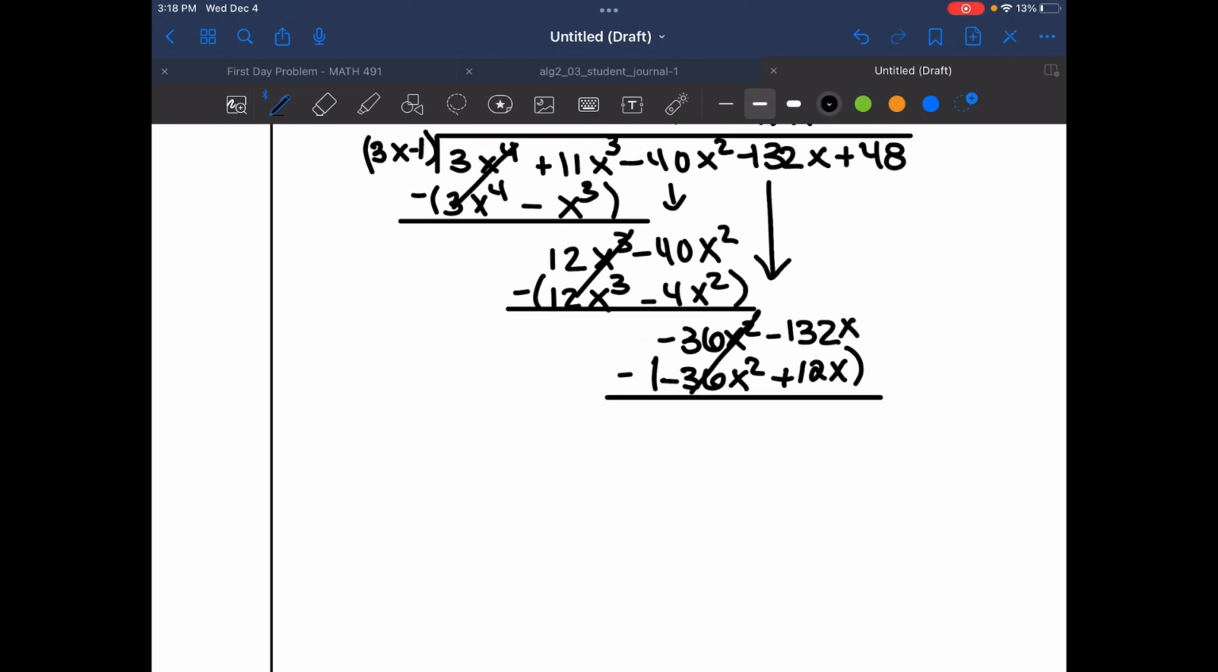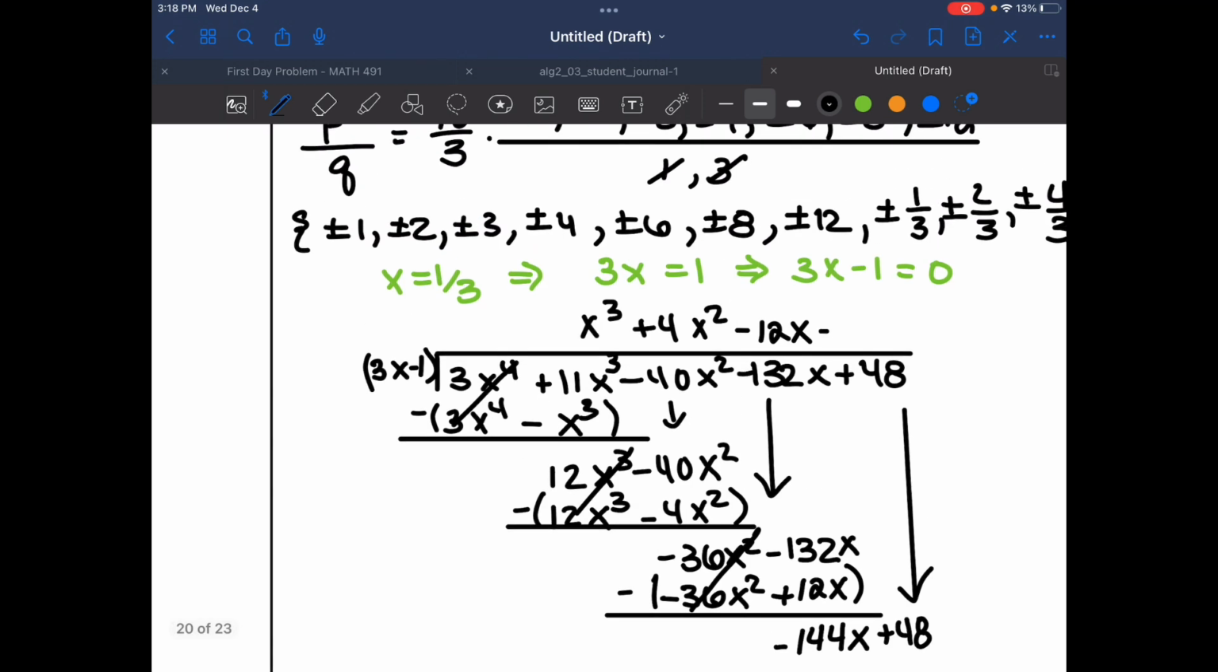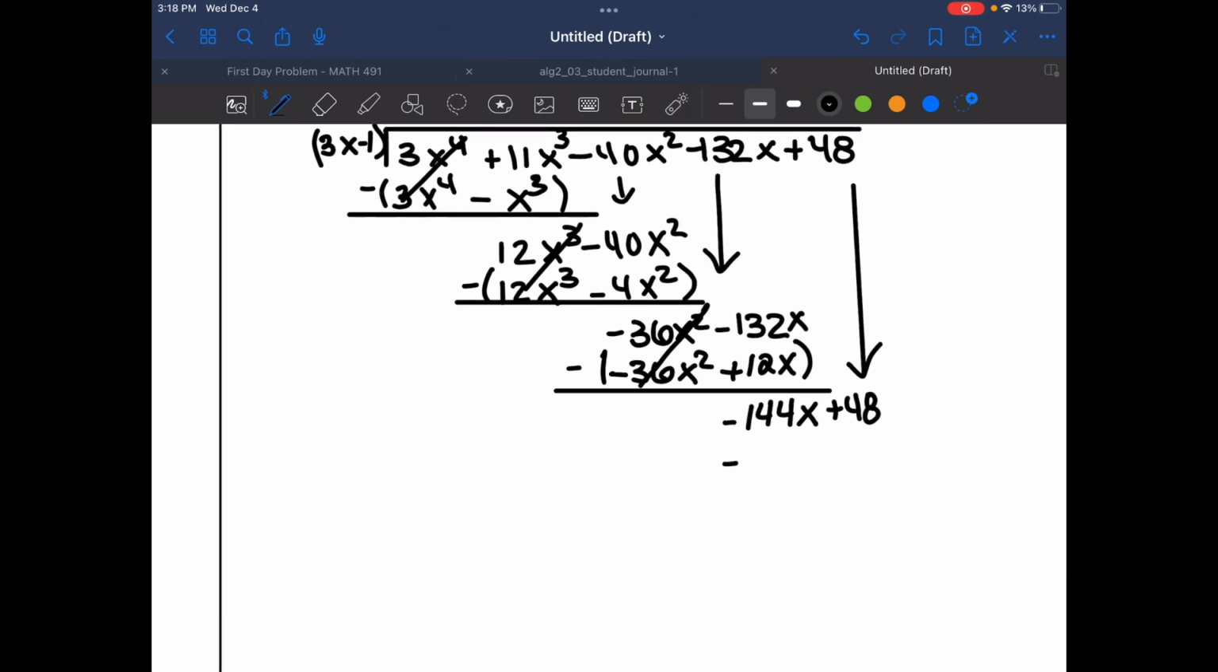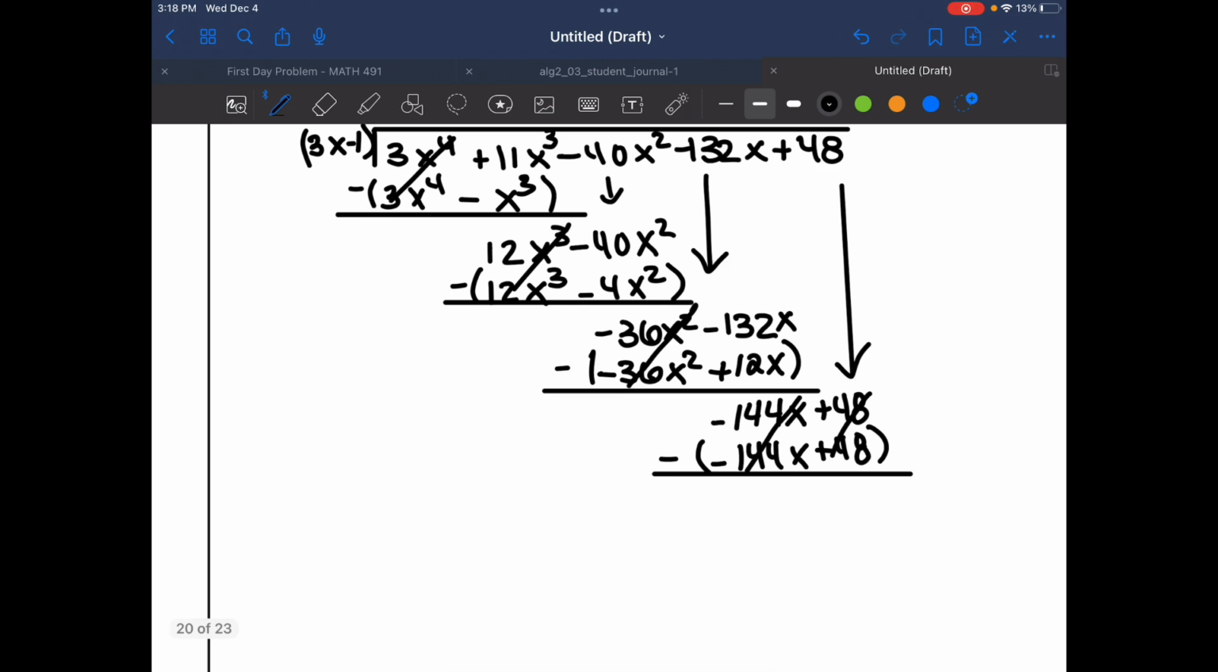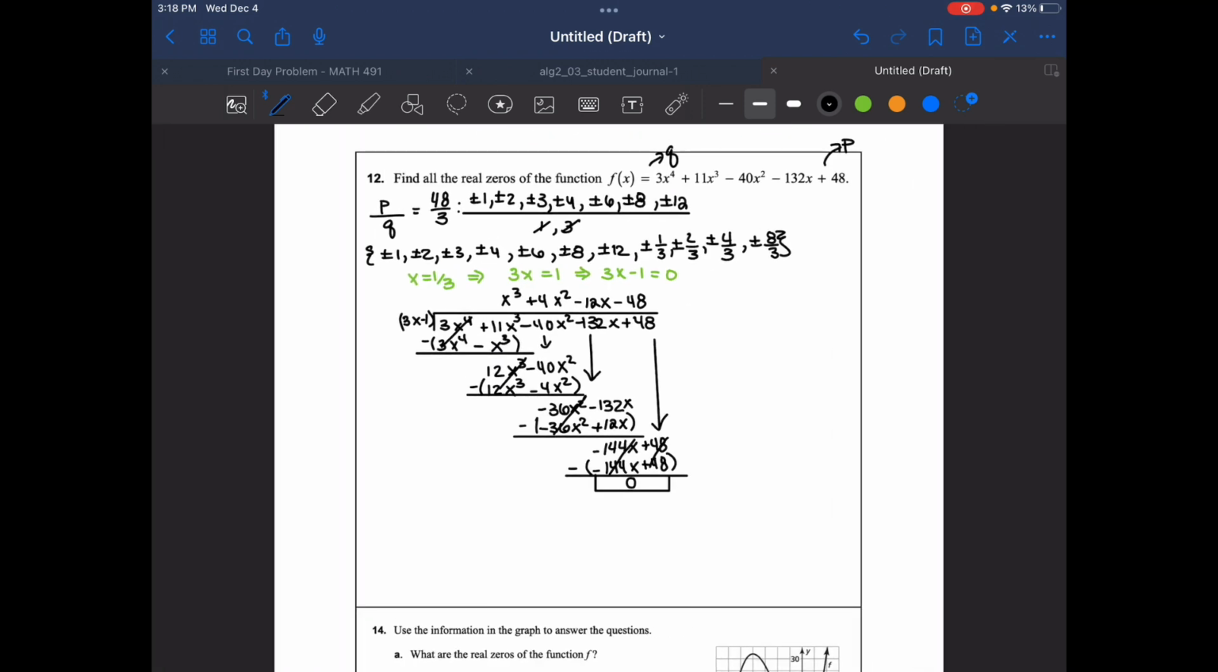Those are going to cancel, and then I'm going to end up with negative 144x, and I'm going to bring down my 48. Okay, it's going to be plus 48, and I'm going to finish it off by multiplying by negative 48. So this is going to be negative 144x plus 48. Parentheses, close my line, goodbye, goodbye, remainder of 0.